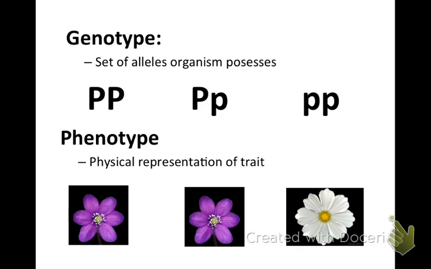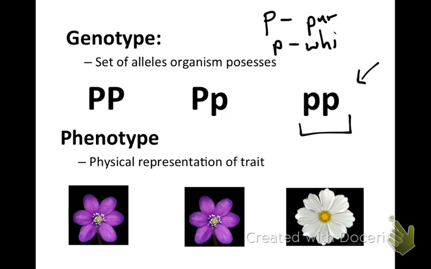Let's look at our next example, all the way to the right. And sorry that the key went away. So just really quick, big P is purple, little p is white. All right, so let's look to the one all the way on the right. We have two white alleles for our genotype. What we're going to get for our phenotype is the white flower.